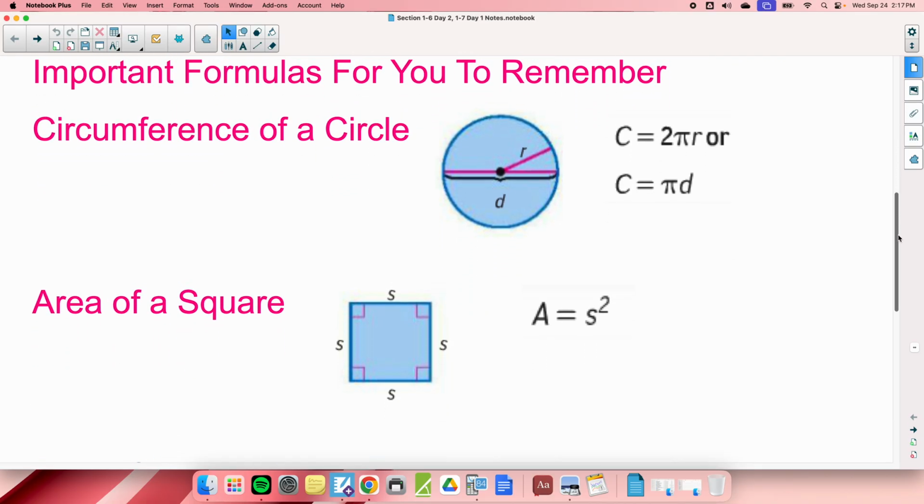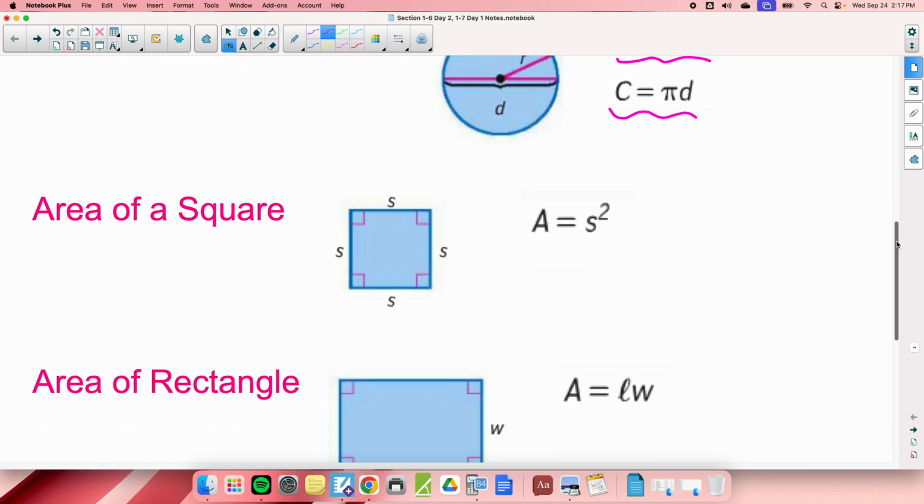Okay. So you have this cheat sheet, okay? And when you have a circle, you are either going to be given the radius of the circle, and then you would use this formula here, or you could be given the diameter of the circle, and then you use this, okay? It doesn't matter which one you use, whichever one you're given, use that one. And this is on your cheat sheet.